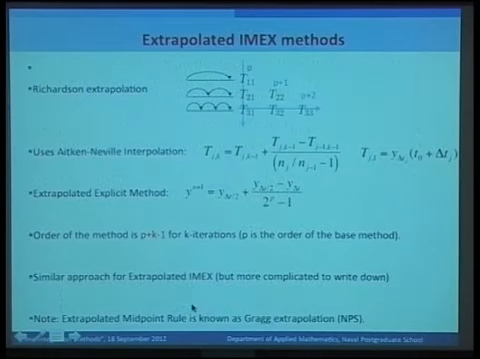So here's how extrapolation methods work. Again, this looks like a Butcher tableau. It's similar, and these T's come from this Aitken-Neville interpolation. They're just rational polynomial interpolations. And the idea is the following. Imagine if you wanted to step from here to here in one delta t, and you had a base method that's of order p.